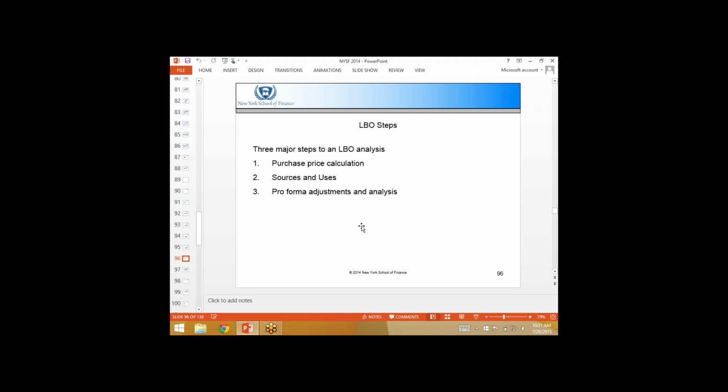Big exit strategy. I've got slides that lay that out, but let's look at that. All right. What are the core steps to a leveraged buyout analysis?